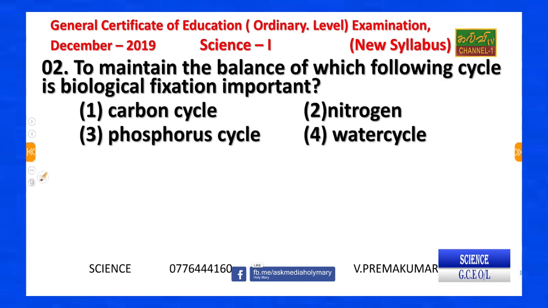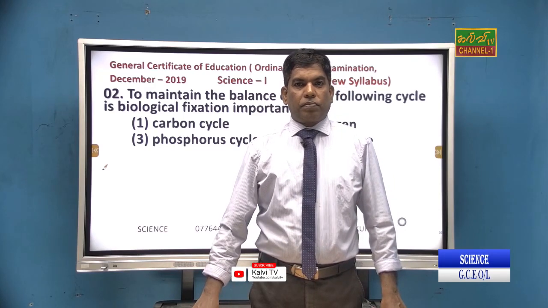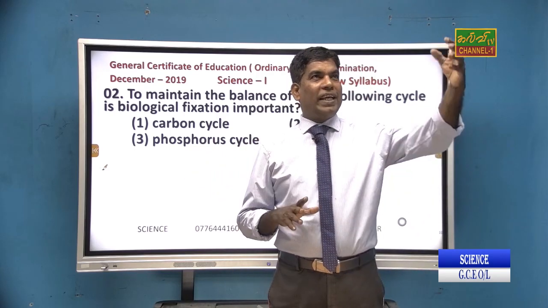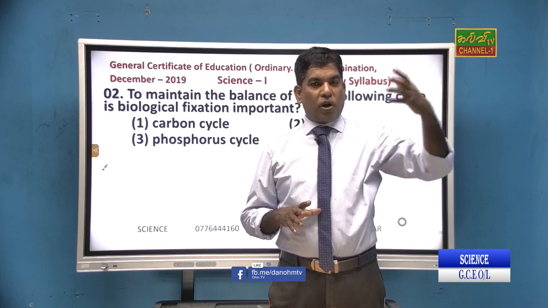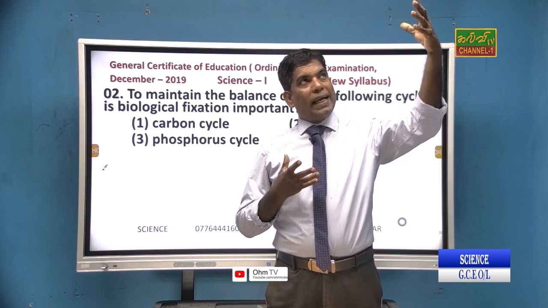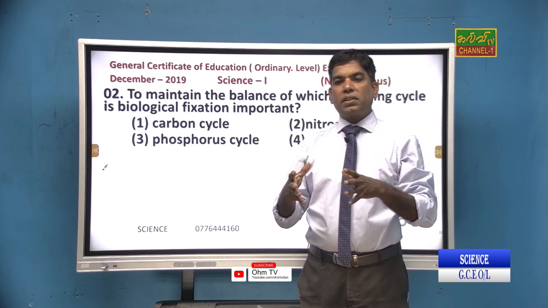Second one: to maintain the balance of which of the following cycles is biological fixation important? Maintain the balance of which following cycles, right? Dear students, you know the balance of the ecosystem. Our ecosystem means our environment. It is always receiving solar power in the daytime. The solar power, that means solar energy, is received by the plant.